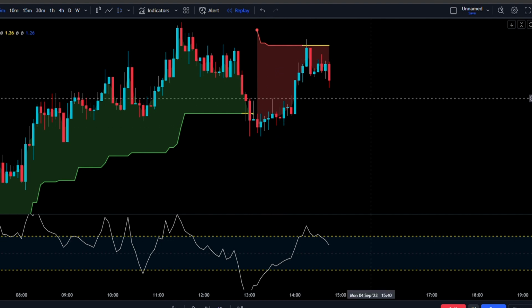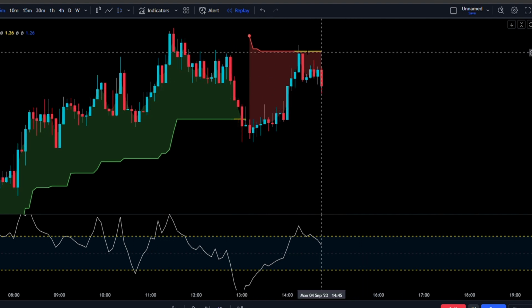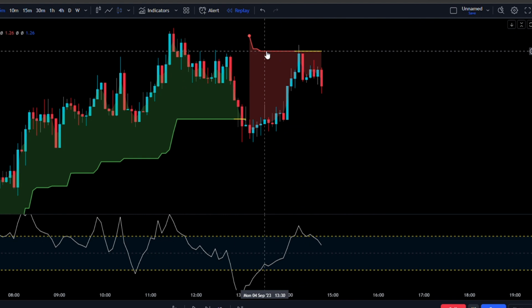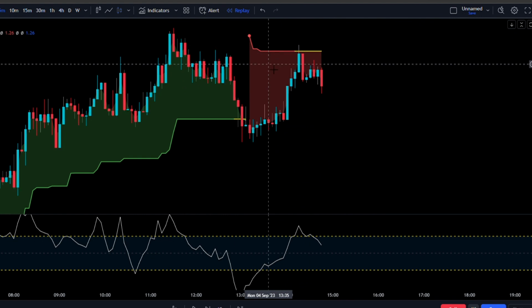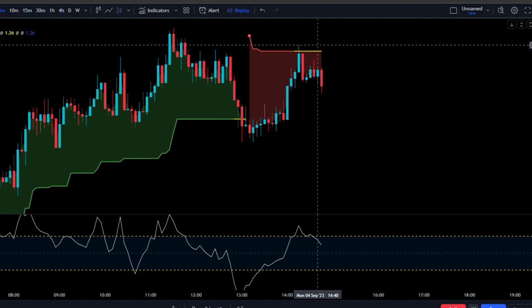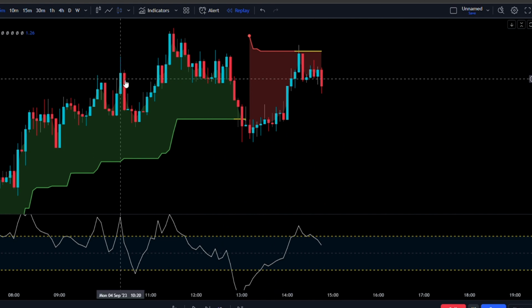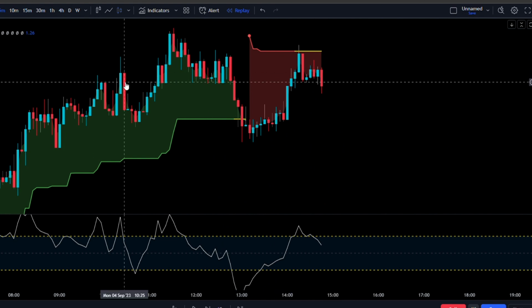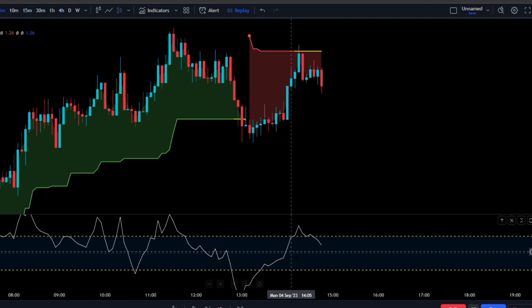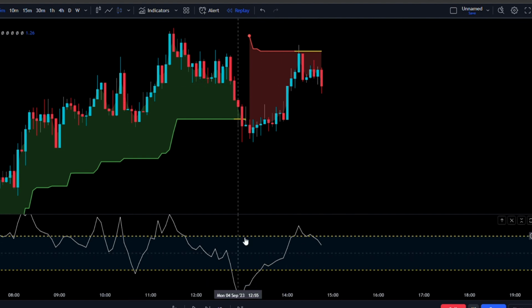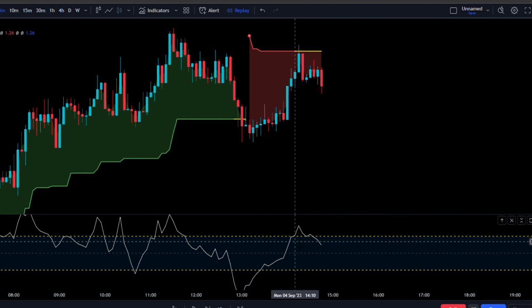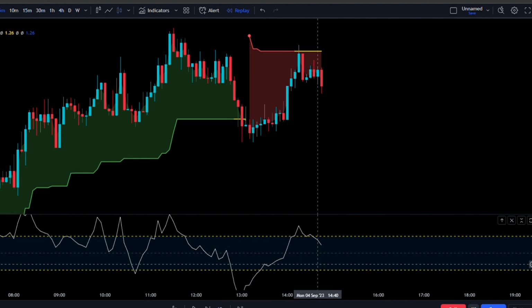it as resistance. Now for this to be a valid resistance, price must not close past this super trend line, otherwise that's an invalid setup. So as we can see here, price has respected the super trend resistance. So now we're going to wait for the CCI to give us a valid entry signal, and this is signified by the CCI line breaking above the top yellow channel band, which is the 100 level, and breaking back below.